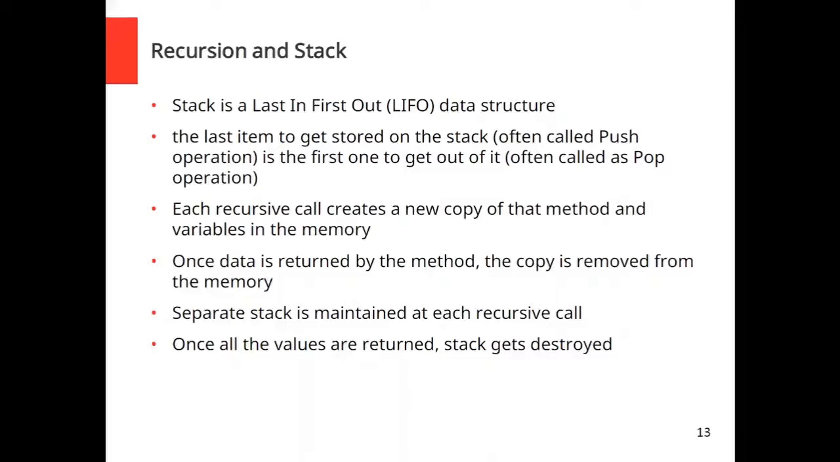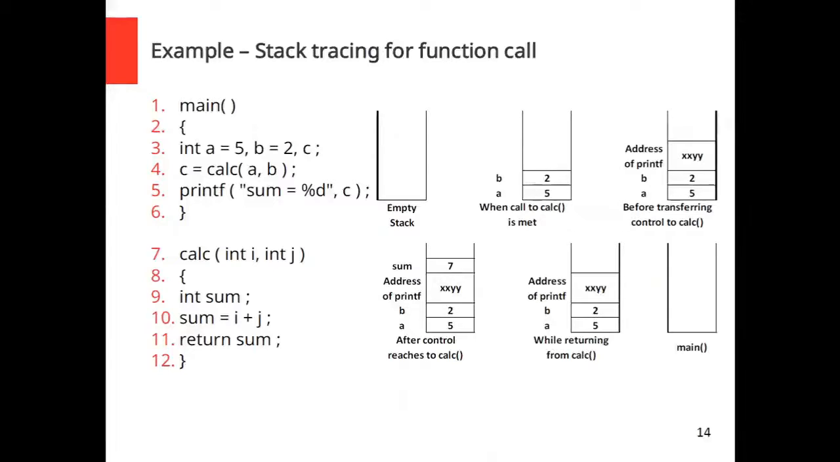When each recursive call is made, a copy of the method and variables is stored in memory. Once the data is returned by the method, the copy is removed from memory. For every recursive call, a separate stack is maintained, and when the function call is completed, the stack gets destroyed. Next, we will see an example of a function call and how the stack is used during the function call.